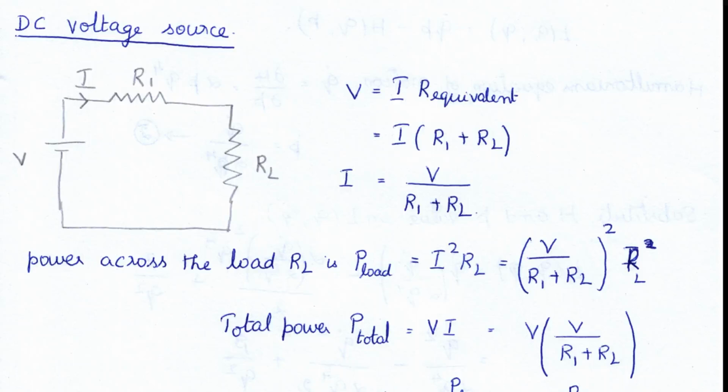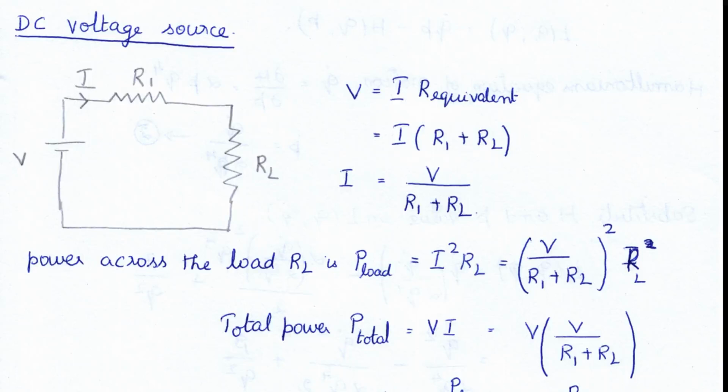First let us see the DC voltage source circuit diagram. The left hand side shows the DC voltage source circuit diagram. First we will find the value of V. V is equal to I into R equivalent. As it is a series connection of both the resistances, the current flowing through both will be the same. Therefore the current will be the same and R equivalent is R1 plus RL. Then we get current I is equal to V divided by R1 plus RL.